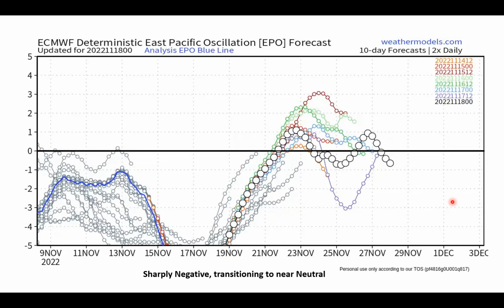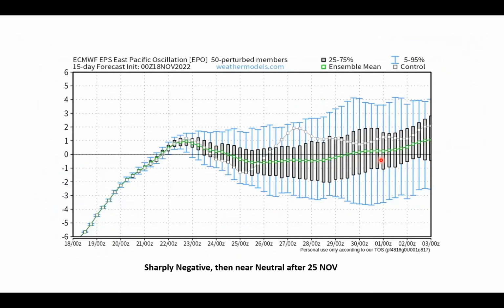Let's take a look at the forecast. European deterministic EPO showing a sharply negative tendency right now, and it's on the climb, transitioning to near neutral conditions if you average things out here at the end of this run, right on through the 28th of November. European EPS, 50 perturbed members, showing a sharply negative tendency of the EPO, then transitioning to near neutral conditions pretty much after the 25th of November.